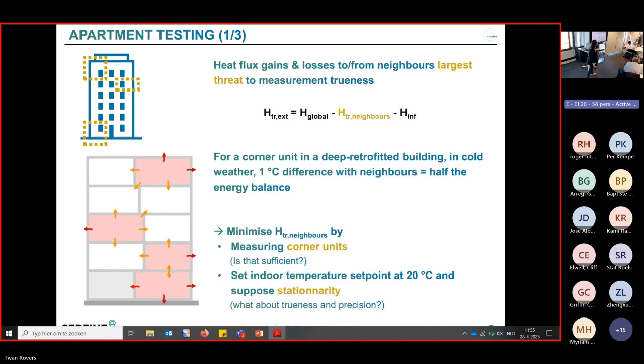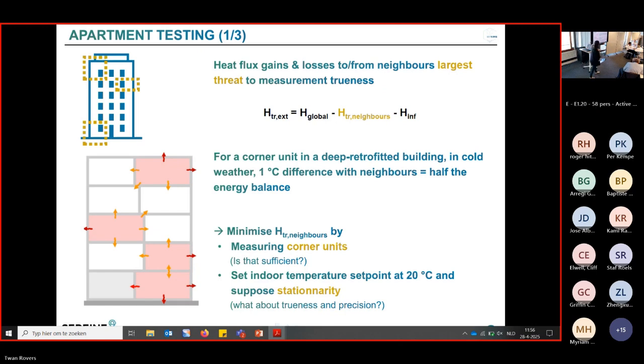So we've done a little calculation, even for a corner unit. So you'd be, I don't know, the upper level on the corner, so you maximize your envelope towards the outdoors. But even then, when you have a 1 degree difference with your neighbors, when the building is retrofitted and when it's 0 degrees outside, transfers to and from the neighbors are half of the energy. So you can imagine that it influences your uncertainty on the measurement, because it's not something that you can easily measure.